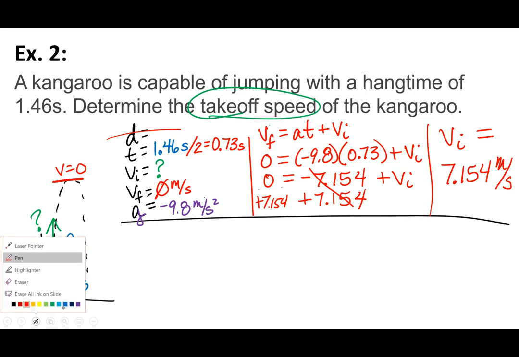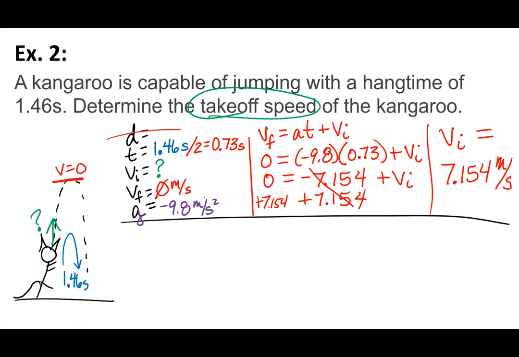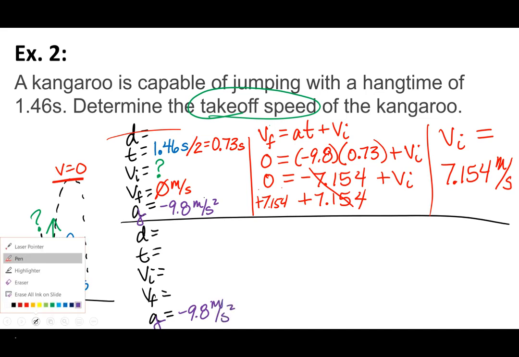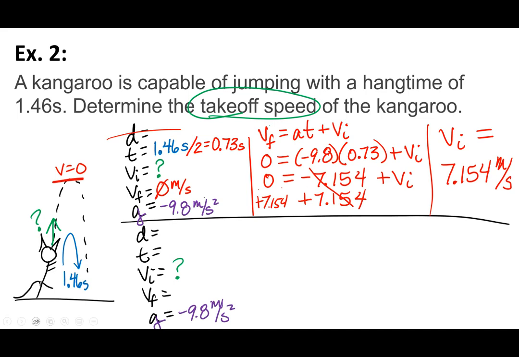Now, if you wanted to try the method where it goes up and back down using the full 1.46 seconds, we can do that. T, VI, VF, and A. A is G. And this is still our question mark. Now we're going to use the whole time of 1.46 seconds. What we know is that when it comes back down, the VF is going to be equal to the negative of the VI. So that's what I'm going to write right there. Still don't care about D.